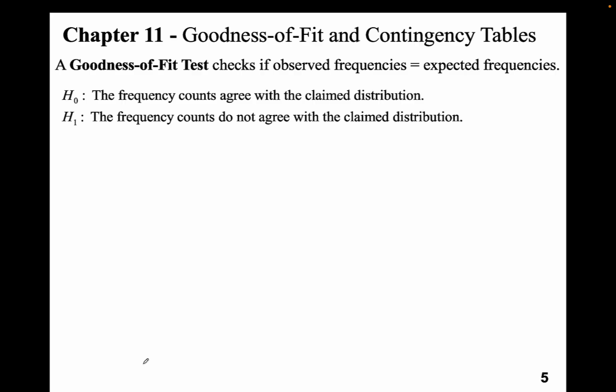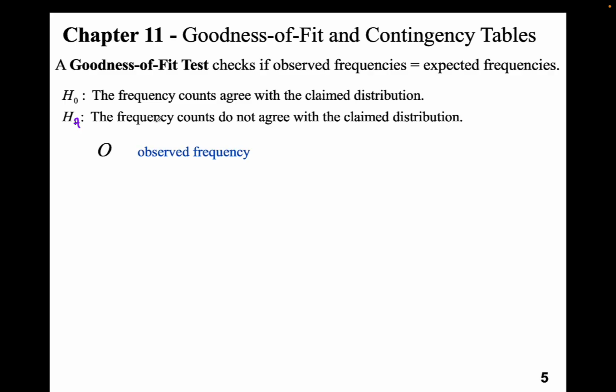When we set up our null and alternative hypothesis, the null is going to be the frequency counts agree with what the claim distribution was, and the alternative hypothesis, sub 1 or sub A, depending on your notation, will be that the frequency counts do not agree with the claim distribution, and nothing else, okay? So agree for null, do not agree for alternative.